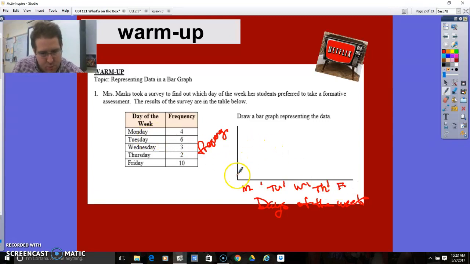And then I'm going to put my increments. I'm going to go by ones. 1, 2, 3, 4, 5. Remember, you don't have to label every single little line. That just makes it a little bit hard to read. I'm going to label each 5.